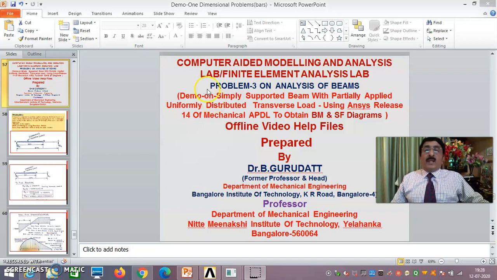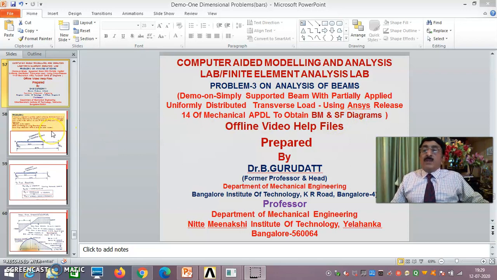Welcome to session 1 on problem 3 on analysis of beams. Here I'll be giving you a demo on a simply supported beam with partially applied UDL, that is, uniformly distributed transverse load, perpendicular to the axis, using Ansys Release 14 of Mechanical APDL to obtain bending moment and shear force diagrams. That means in these two sessions, I'll be concentrating only on getting bending moment and shear force diagrams.